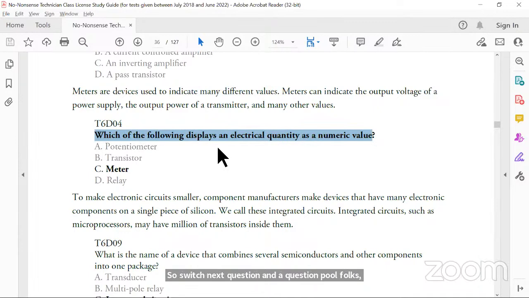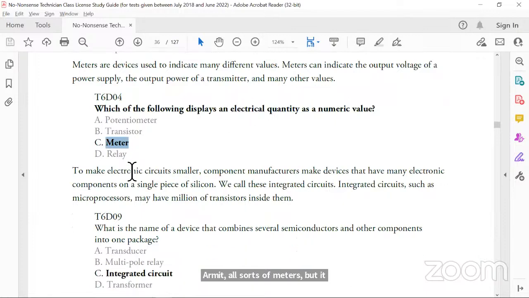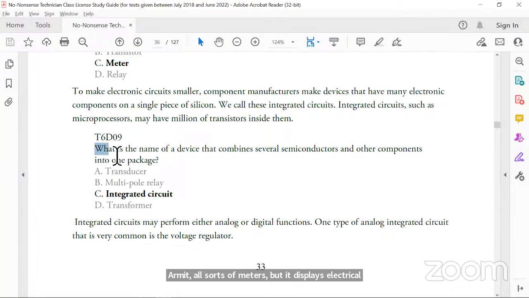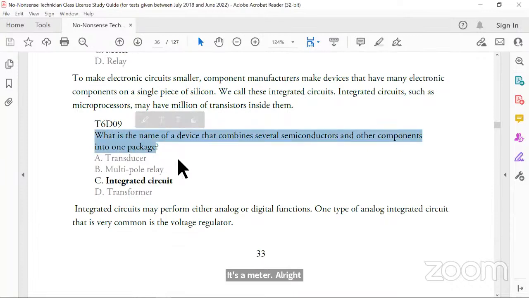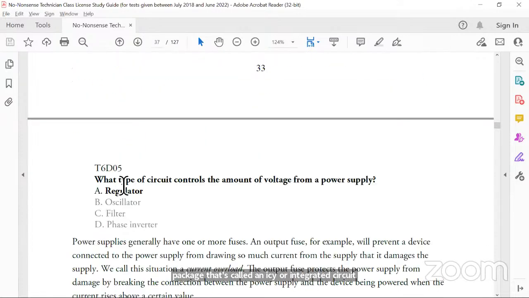Next question in the question pool, folks. Which of the following displays an electrical quantity as a numeric value? We learned that as the definition of a meter. Remember we said we had the analog type and the digital type, whether it's a voltmeter, ammeter, all sorts of meters, but it displays the electrical quantity as a numeric value. It's a meter. Right, next question, question pool. What is the name of a device that combines several semiconductors and other components into one package? When you miniaturize it and stick it into a little package, that's called an IC or integrated circuit. So that's the answer right there.